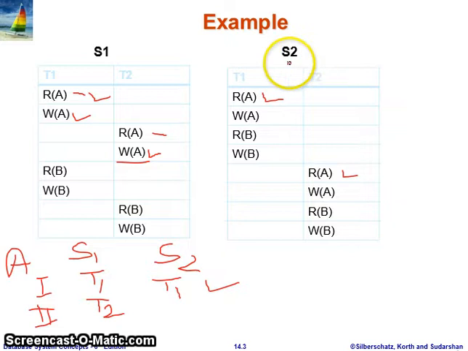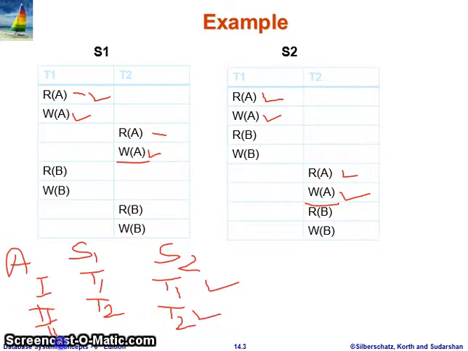Check for schedule 2. In schedule 2, this is a write operation on data item A, and here this is a write operation on data item A. Which one is the last written? Here this one, which is transaction T2. In both schedules S1 and S2, T2 makes the last modification on data item A. So our second condition is also met.